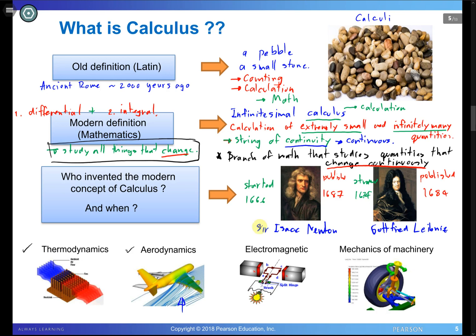What about electromagnetics? What changes here? By the way, the key word that I want to stress is the word change, and it also has to be continuous. In electromagnetics, you are going to spin the generator.